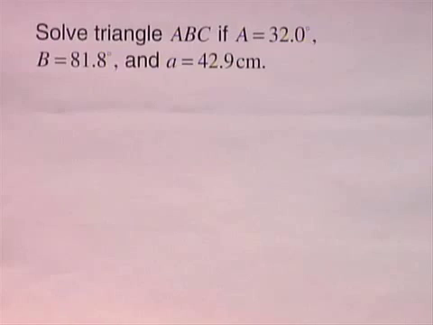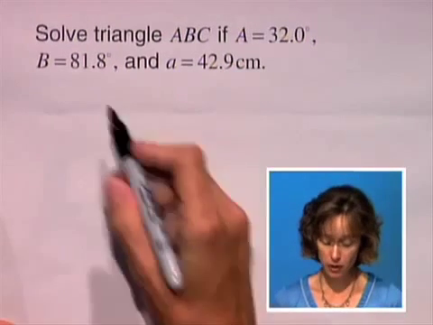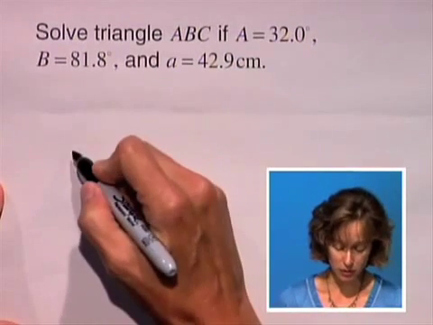Let's use the law of sines to solve a triangle. We want to solve triangle ABC if A is 32 degrees, B is 81.8 degrees, and side a is 42.9 centimeters. Well, let me start by sketching a triangle and labeling the information I'm given.